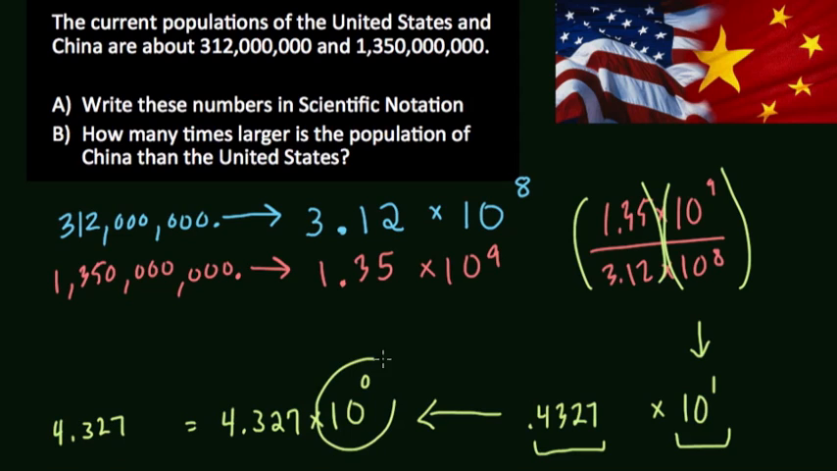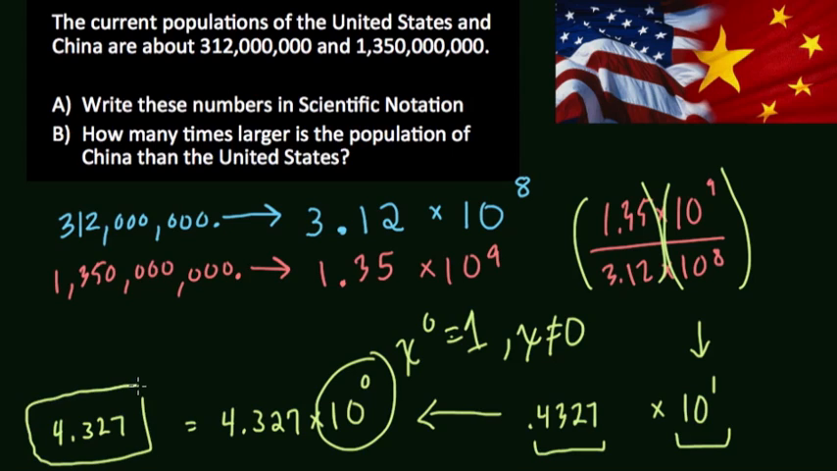Again, this is just 1, right? x to the 0 is 1, right? When x is not equal to 0. That's another conversation. So if you basically start with a number that's not 0 and you raise it to the 0 power, you should get a 1. And so anyway, we get our answer, 4.327 times larger.